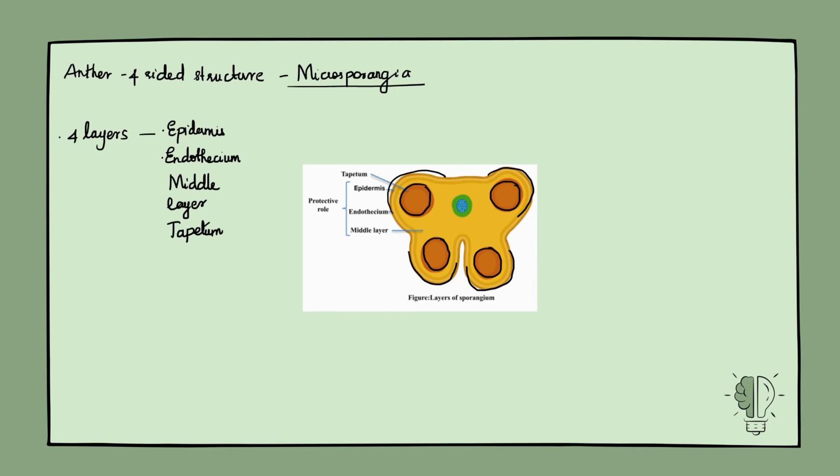Now the first three layers, that is the epidermis, endothecium, and the middle layer, are protective in function. And the final layer, which is tapetum, provides nourishment to the developing pollen grains. So the first three layers are protective in nature, and the tapetum provides nourishment to the pollen grains.